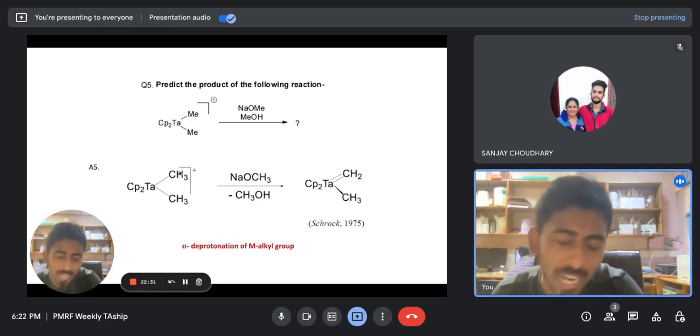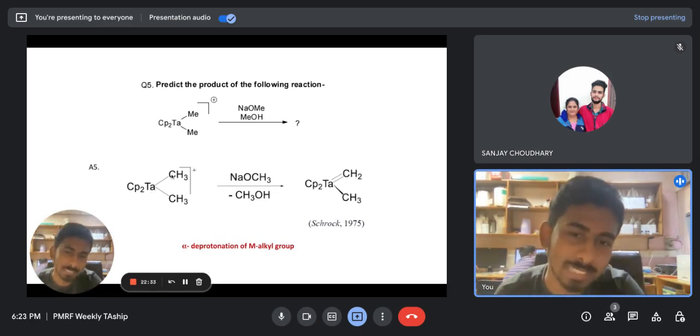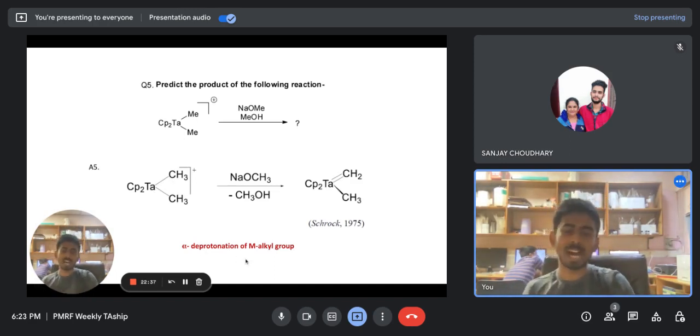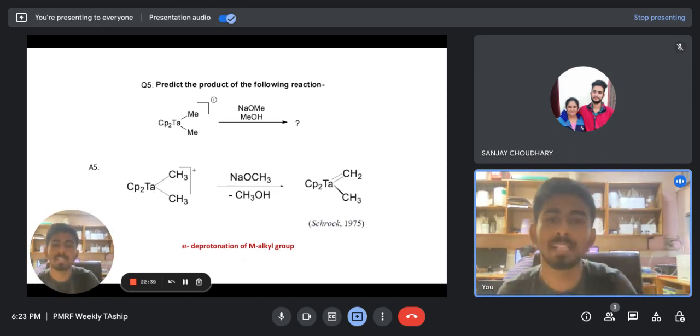This carbon, the methyl of this tantalum, is adjacent to it. That's why it is alpha. So here you can classify this reaction as an alpha deprotonation of the metal alkyl group.